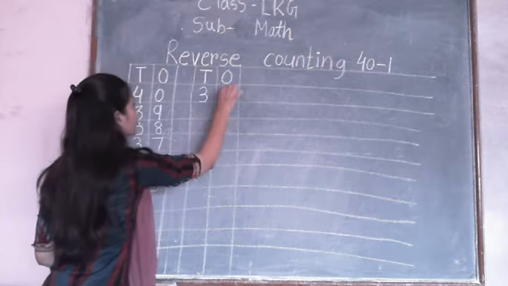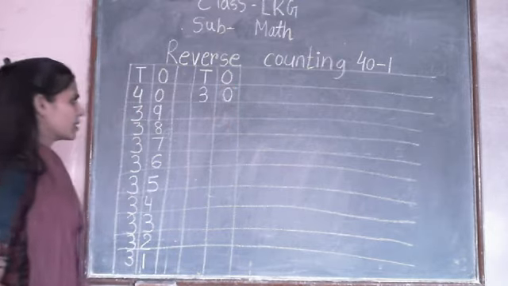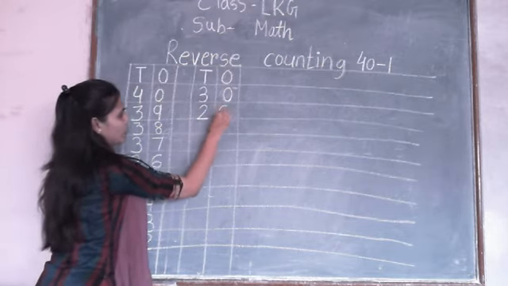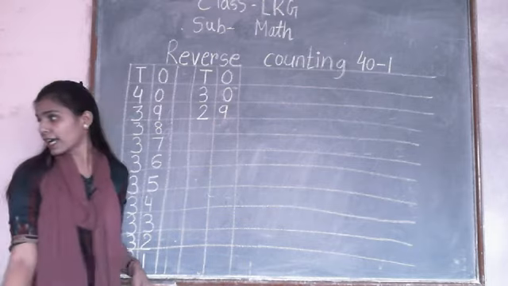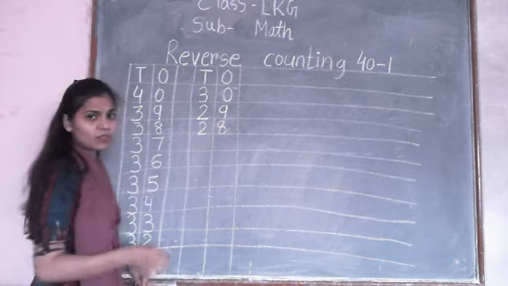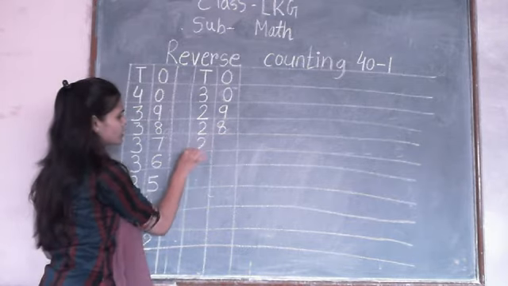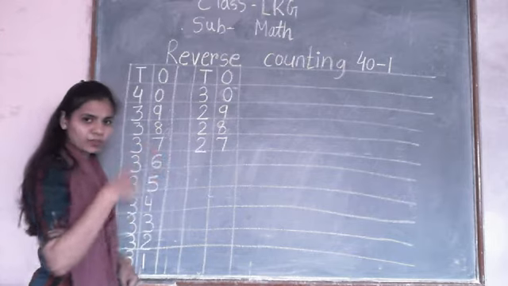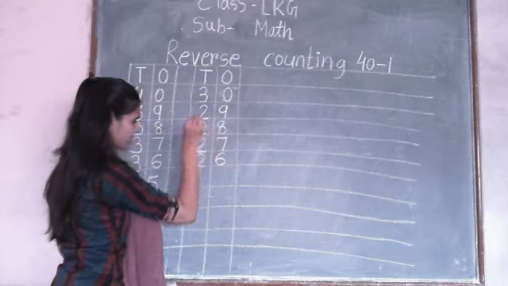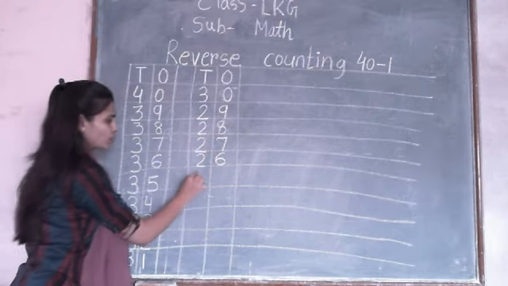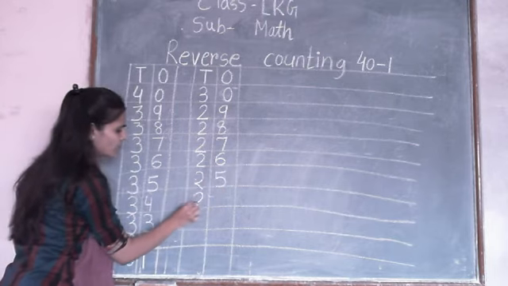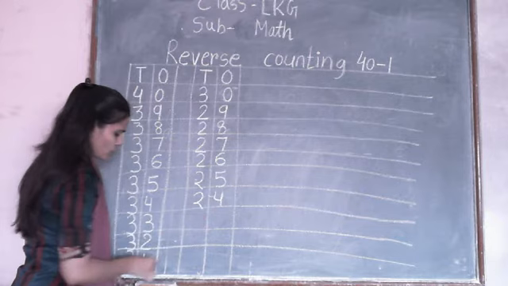Zero in our oval shape. 30, 30. Now what is the before number of 30? 2, 9, 29. Before number of 29? 2, 8, 28. Then before number of 28? 2, 7, 27. Before number of 27? 2, 6, 26. Before 26? 2, 5, 25. Then before 25? 2, 4, 24.